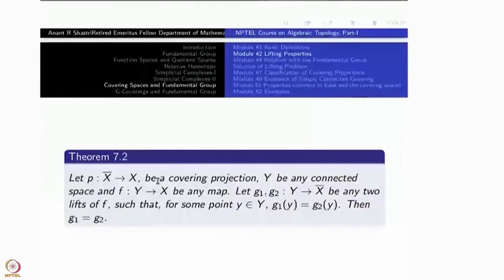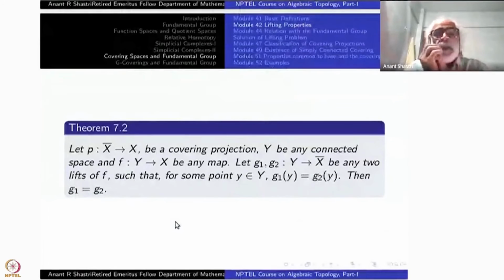So here is a neat theorem. Take a covering projection P now and a connected space Y. Take a function f from Y to X. Suppose by chance you have two lifts g1 and g2 of Y to X bar that are two lifts of this f, and they agree at one point. For some y belonging to Y, g1(y) equals g2(y). At one point they coincide. Then g1 is equal to g2.